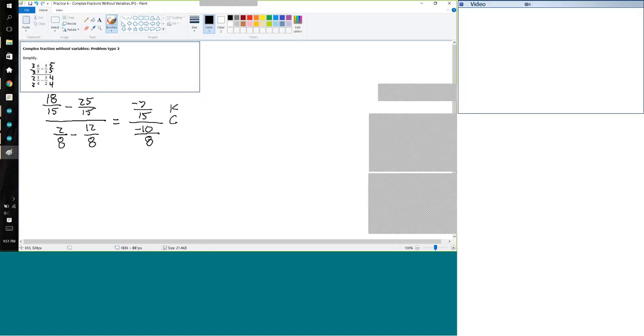We're going to do keep it, change it, and flip it. So we have negative 7 over 15 times 8 over negative 10. The two negatives can cancel out. 8 and 10, they both have a 2 in common, so I'll just go ahead and factor that down to be 4 and 5. That'll leave me at 7 times 4 for 28, and 15 times 5 is 75.